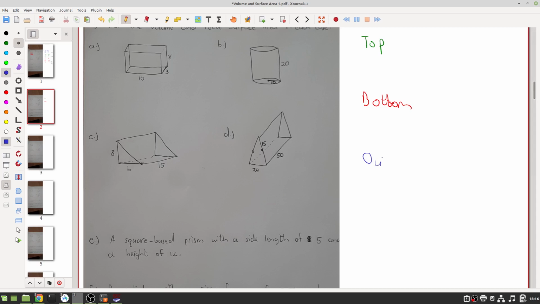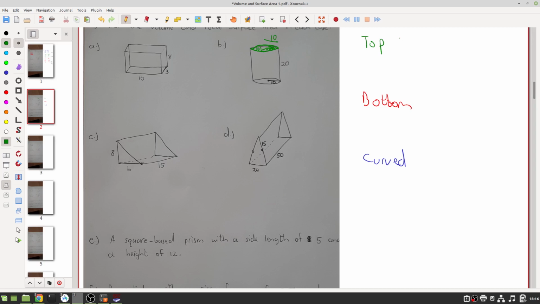Let's call it the outside, or the curved part. Curved outside round part. Okay, let's start with the top. So the top, this is a circle, right? That's a circle. Okay, and it has a radius of 10, right? 10. Because we see that here in the bottom.